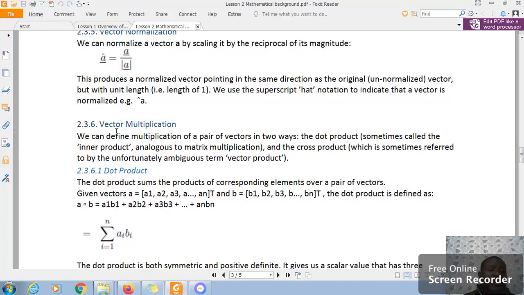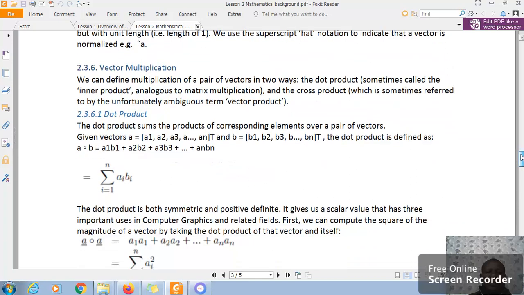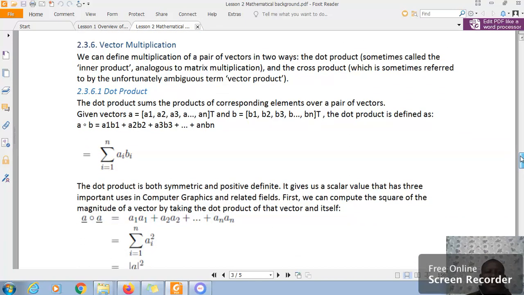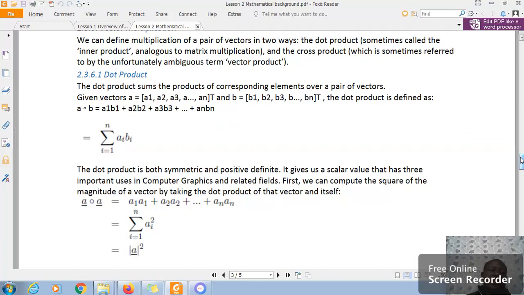So if we want to multiply two vectors, we can define multiplication of a pair of vectors in 2 ways. There are 2 ways, and this is important to note. We have the dot product and the cross product. The dot product is sometimes called the inner product and is comparable to matrix multiplication. The cross product takes care of direction, therefore is sometimes called the vector product, but ideally the right term for it is cross product.